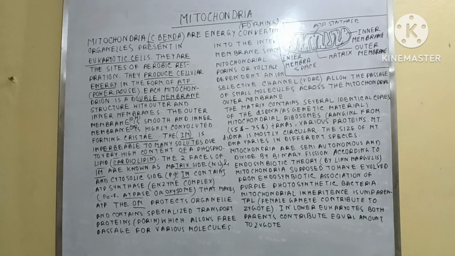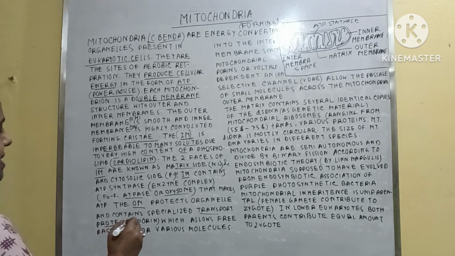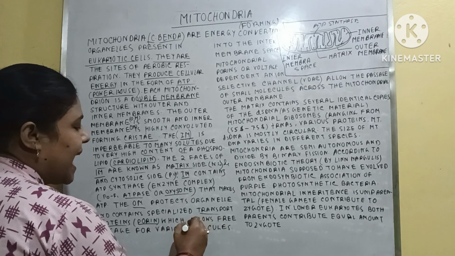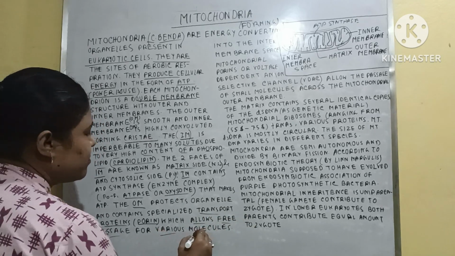Clear? Oxysome. What is the function of the outer membrane? It protects the organelle and it contains specialized transport proteins. What protein is there? That is called the porin. Clear? This is known as the porin. Due to the presence of this porin, it generally allows free passage for various molecules.